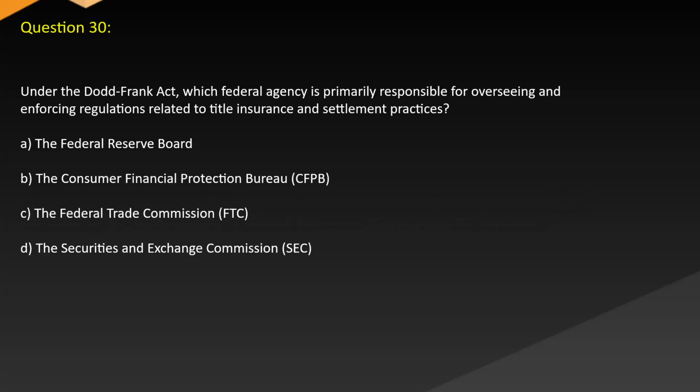Question 30. Under the Dodd-Frank Act, which federal agency is primarily responsible for overseeing and enforcing regulations related to title insurance and settlement practices? A. The Federal Reserve Board. B. The Consumer Financial Protection Bureau, CFPB. C. The Federal Trade Commission, FTC. D. The Securities and Exchange Commission, SEC.